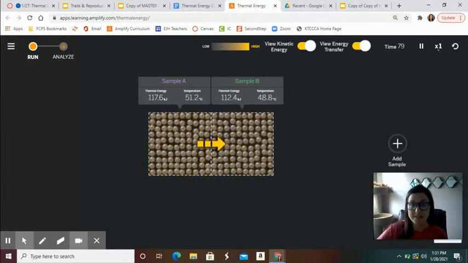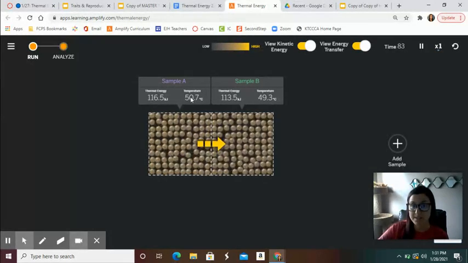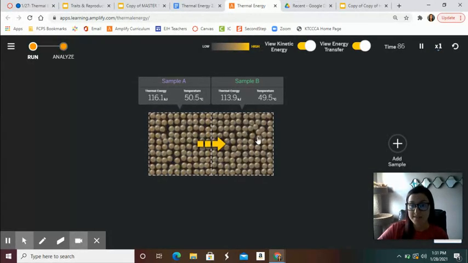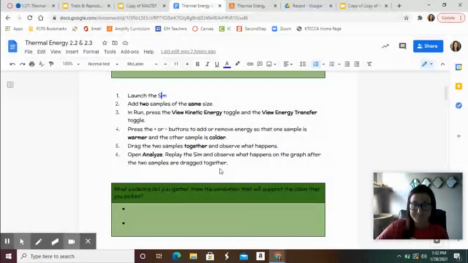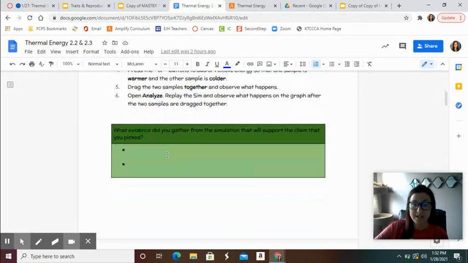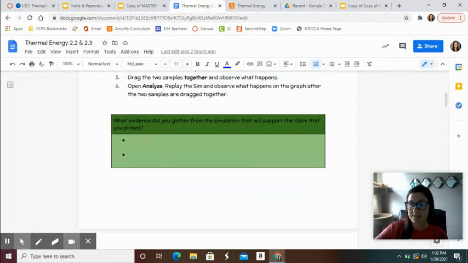Now you can see that they're kind of evening out. This was way hotter in the beginning, and you could see the energy went down and the temperature went down because it was attracted to the colder side, and now they're a little more even. You then needed to tell me what evidence that simulation provided for you based on our claim. Remember, our claim said that molecules will speed up when they gain energy and slow down when they are releasing that energy or passing it on.